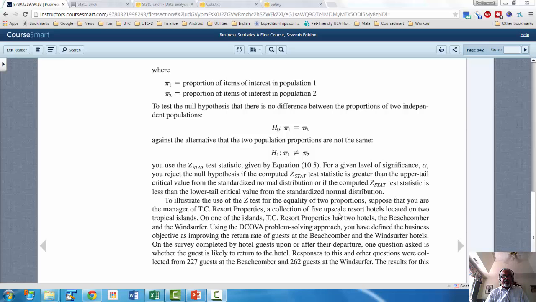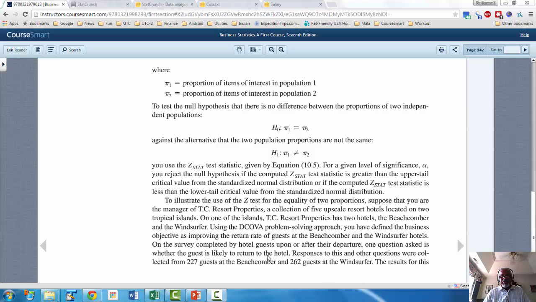So here the property management would like to study whether there is a difference in the way the guests feel after they have spent their time. So at the time of departure, they want to ask them whether they will return another time in the future. And is there a difference between these two hotels, to see whether the guests have the same impression about their stay or not.